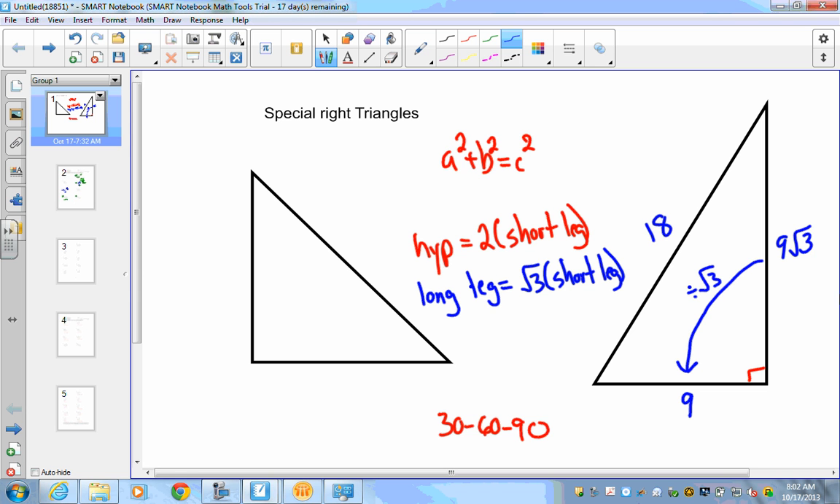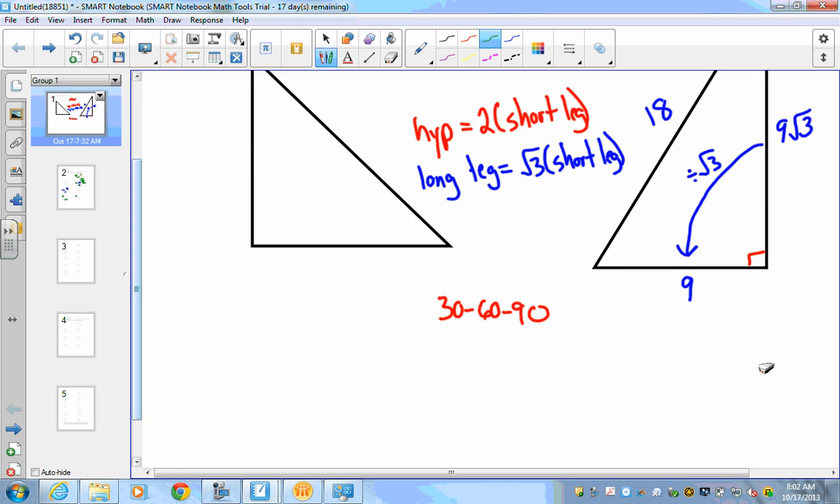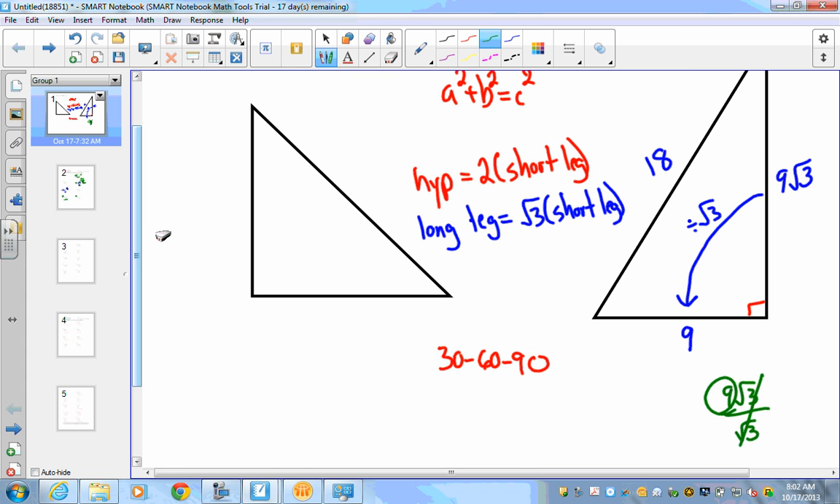So I'm just going to put my work right here in green off to the side. So that's 9 radical 3 divided by radical 3. Well, I just divide that out. You just get 9, and then you take 9 and double it to get 18. All right, pretty simple. Let's go ahead and dive into some problems.